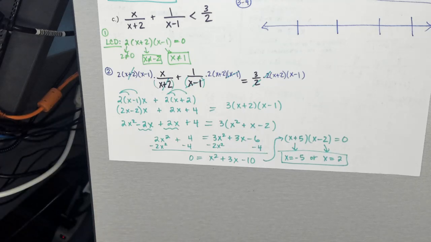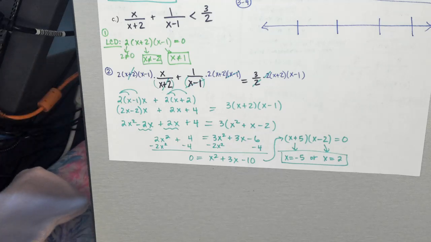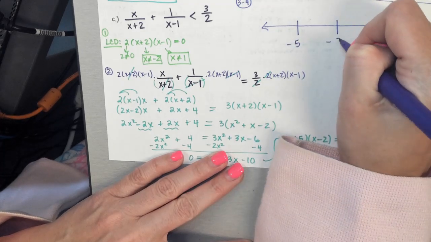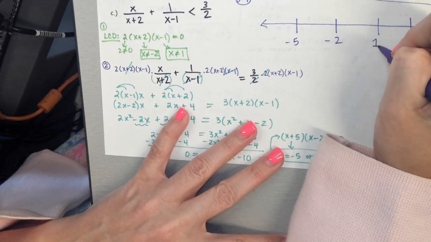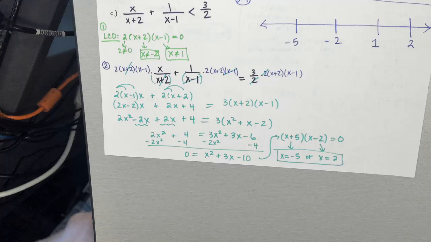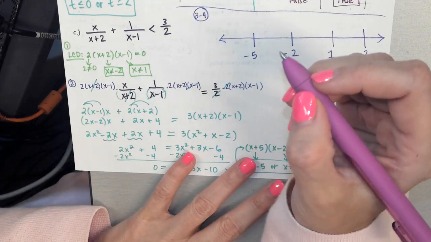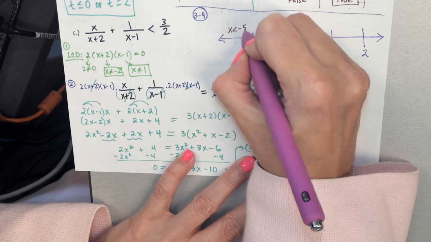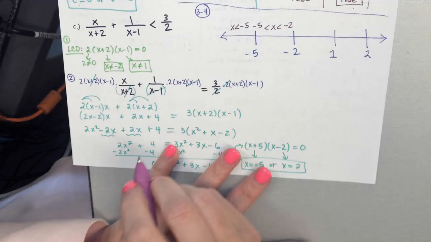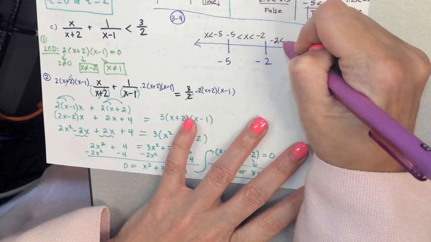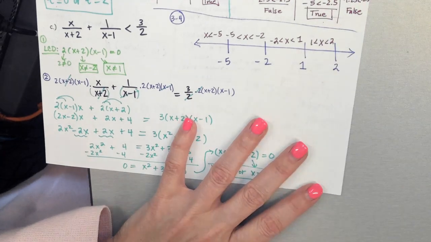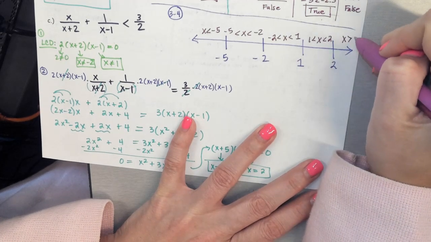So I have to put them in order from least to greatest. So what's the lowest number? -5. Then what? -2. Then 1, 2. Okay, so my intervals are still going to follow that same pattern where x is less than -5, x is between -5 and -2, x is between -2 and 1, x is between 1 and 2, or x is greater than 2.